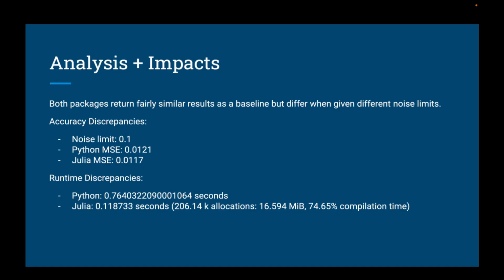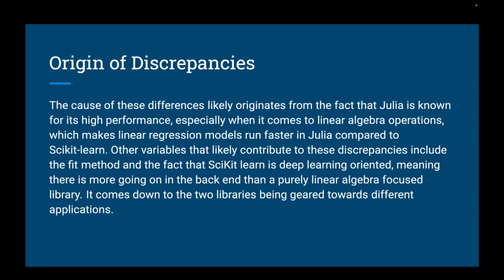Great. And in terms of outputs, you can clearly see that the results are very similar. For the baseline data, there's almost no discrepancy. It isn't until we added in the noisy data that you really see those differences. With a noise limit of 0.1, you can see that the mean squared error for Python was 0.012, whereas for Julia it was about 0.011. In terms of runtime, Python had a runtime of about 0.76, whereas Julia was about 0.12. These might not seem very significant, but based off these parameters, Julia definitely beats Python in terms of efficiency and in terms of accuracy when running this regression model.